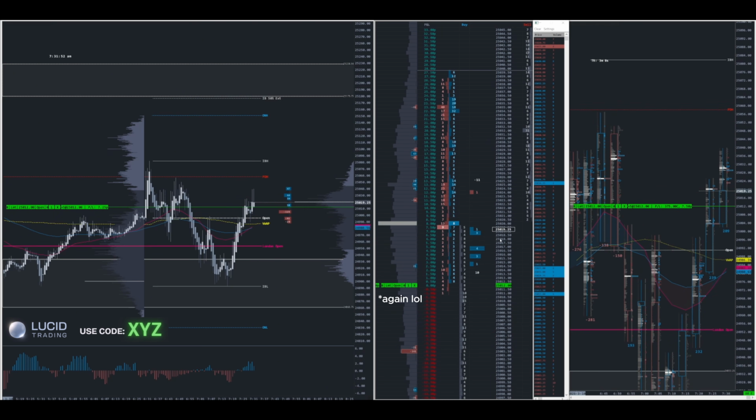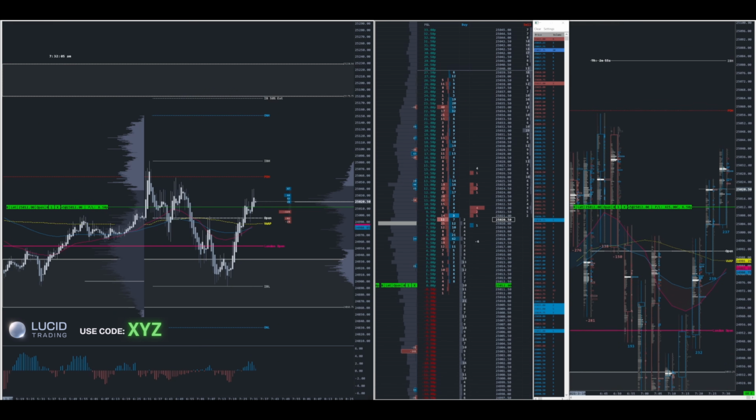The orders get picked up. Maybe one gets left. But this is what we're going to do now. We're going to look at the DOM. We're going to watch the pull stack. We're going to watch the bid and the ask. And we're going to find more entries within these inputs. And I'm going to show you how.